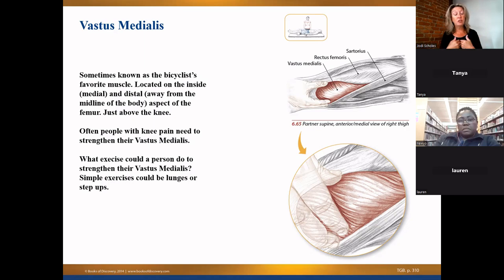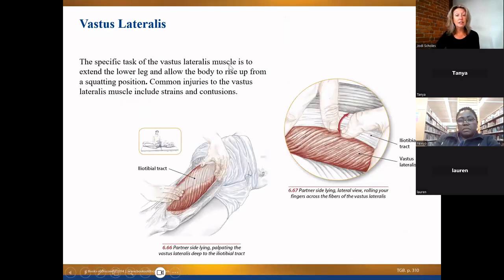So simple exercises, which is out of the scope of our work, but simple exercises could be the kind where you're at the gym and you extend, right? You're sitting in the machine with your knees and you have a weight here and you extend the knees. Or step ups or lunges. These are all exercises that address the VMO. Vastus lateralis. So it extends the lower leg, allows the body to rise up from squatting. It's on the lateral side.